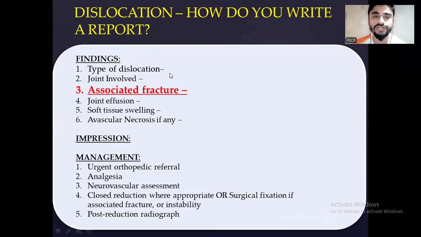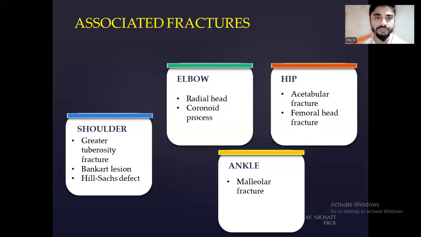Now coming to associated fractures. Are there any associated fractures? So you have to mention it in the report, because if there is any significant volume of associated fractures, then the surgeon has to repair it surgically. Okay, so mentioning associated fractures is important even in your day-to-day practice. So what associated fractures are you worried about? If there is any shoulder dislocation, then you have to look for whether there is any greater tuberosity fracture.